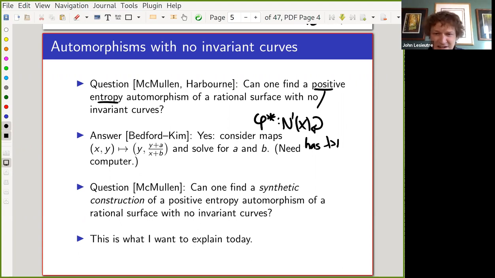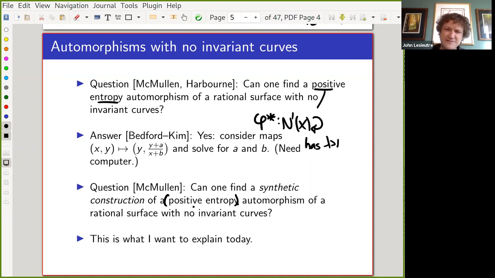So after that, McMullen changed the question and asked, can you find a synthetic construction of an automorphism of a rational surface with no invariant curves? What a synthetic construction means is in the eye of the viewer, really. But basically, it's the question, can you do it where you don't need a computer, where you can really get your hands on it and see what's going on? And that's what I want to give you today. So I'm going to give a synthetic construction of an automorphism of a rational surface with no invariant curves.